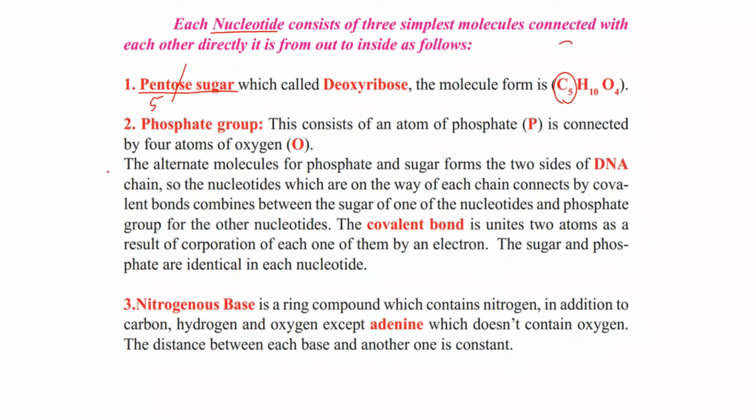We may remember the glucose from before, which has 6 carbon, 12 hydrogen and 6 oxygen, but pentose sugar has 5 carbon. The phosphate group consists of an atom of phosphorus connected to 4 atoms of oxygen. The alternate molecules of phosphate and sugar form the 2 sides of the DNA chain, so the nucleotides on each chain are connected by covalent bonds between the sugar of one nucleotide and the phosphate group of the other nucleotide. As we said, there are 2 chains.